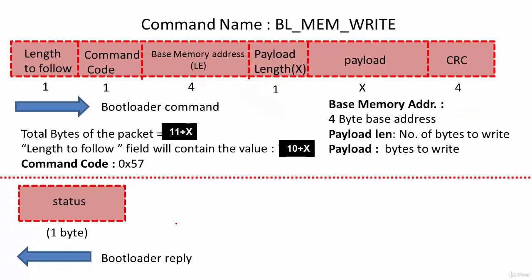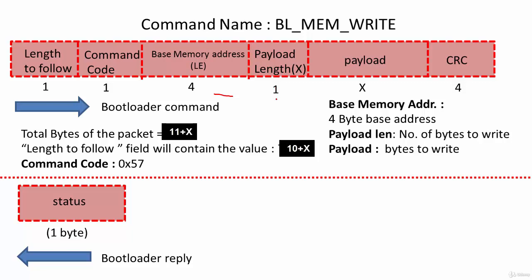The next command is memory write. This is a really important command because we use it to program the binary into the microcontroller flash memory. There are 3 extra fields here. One is the base memory address, which means the host tells the bootloader to start writing from this base memory address. Then there is the payload length, which means how many bytes the host wants to write.